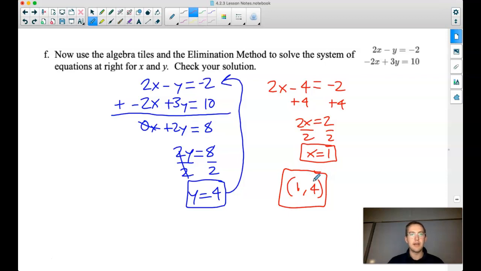So for the sake of time, we're not going to check this one, but again, if we want to check this, all we've got to do is plug it into both equations up on the top, and both sides of our equal sign should be exactly equal to each other.